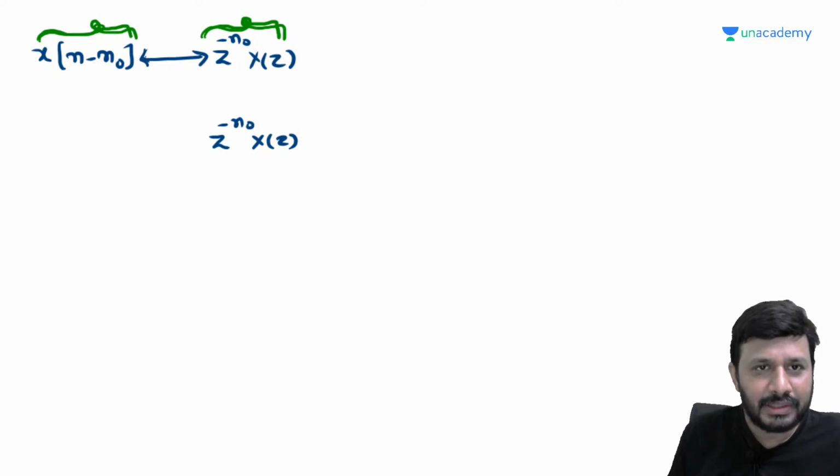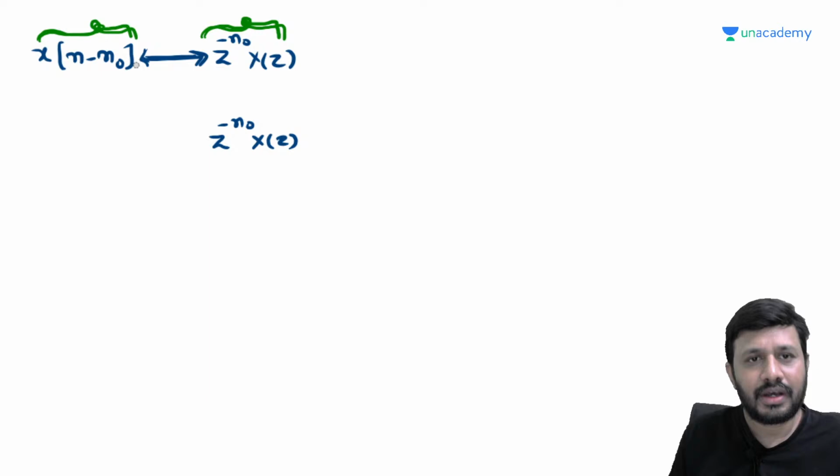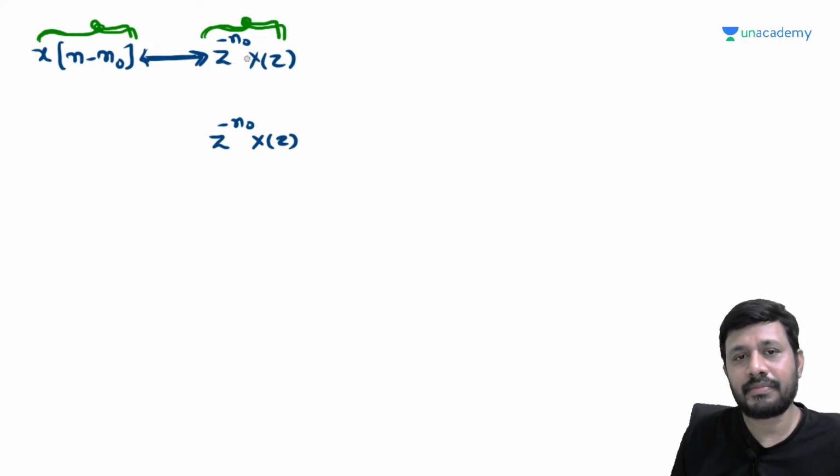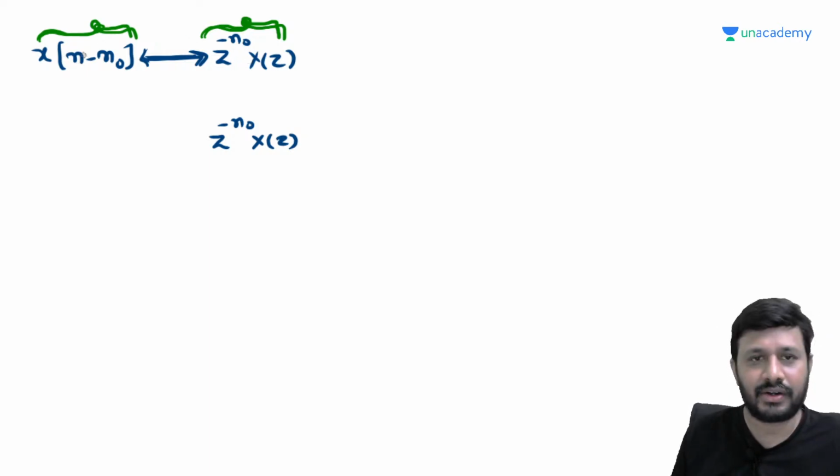See, whenever I put a double side arrow here, what does it mean? X of n minus n naught and z power minus n naught into x of z form a z transform pair, or Z transform of x of n minus n naught is z power minus n naught into x of z. Stated the other way, inverse z transform of z power minus n naught into x of z is x of n minus n naught. Or I can say in this manner also, that if I want the inverse of z power minus n naught into x of z, do one thing: corresponding to this x of z, get x of n first.